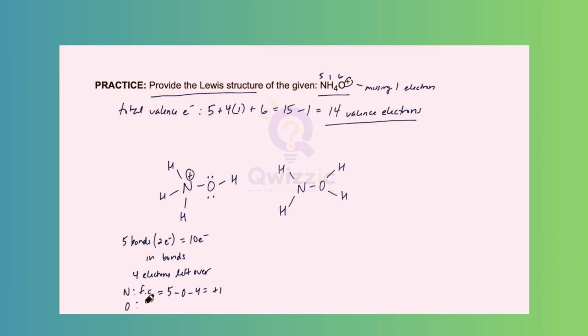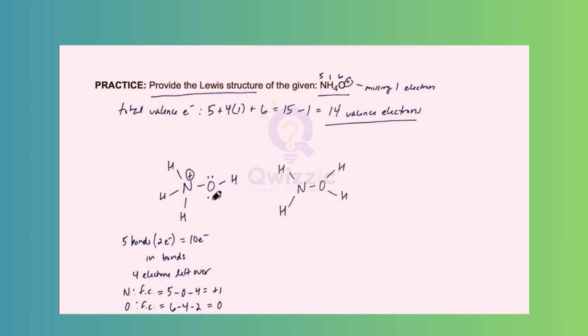Then the oxygen, in this case, its formal charge equals, we know oxygen has 6 valence electrons, minus, there's 2 lone pairs, so that makes 4 non-bonding electrons. And it has 2 bonds, so minus 2. So we have 6 minus 4 minus 2 equals 0. So oxygen carries no formal charge here.